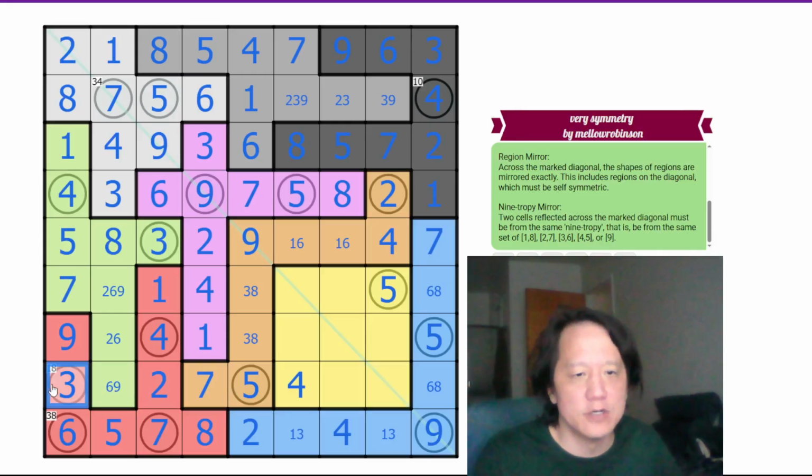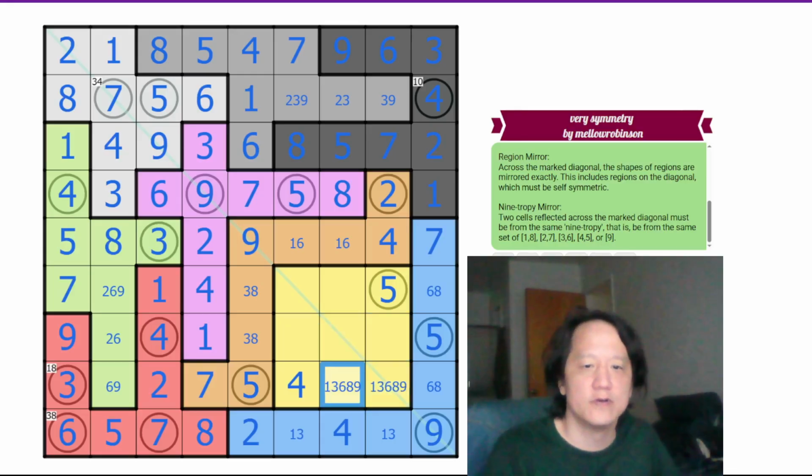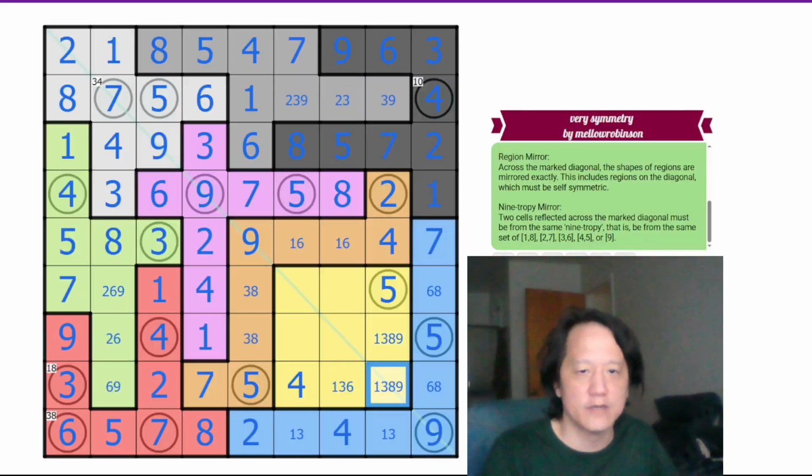Remaining digits of row 8. We have to have 1, 3, 6, 8, 9 left. No 8 or 9 here because of 8 or 9 in the column. No 6 here because of 6 in the column. Remaining digits of column 8 are 1, 3, 8, 9 left. This can't be 1 or 9 because of 1 or 9 in the row.